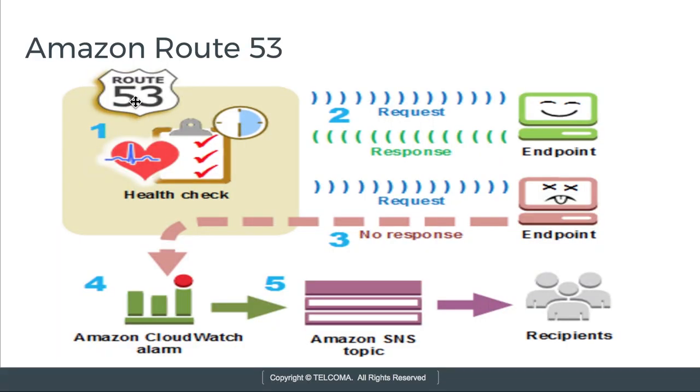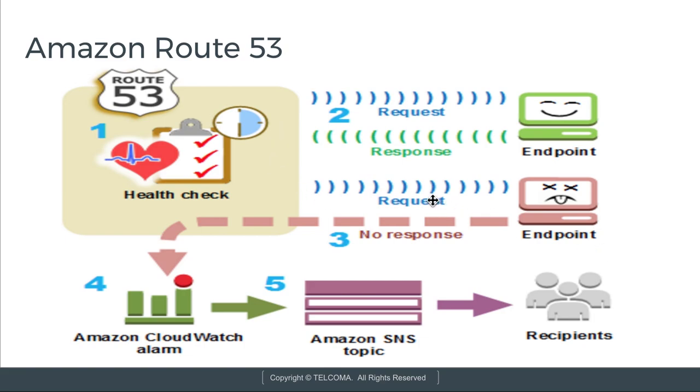So this is Route 53 and the health check procedure. The very first step is that a user opens a web browser and enters www.example.com in the address bar and then presses enter. Now Route 53 has to perform a health check. It will request the endpoint and get a positive response. That means your system is working effectively.